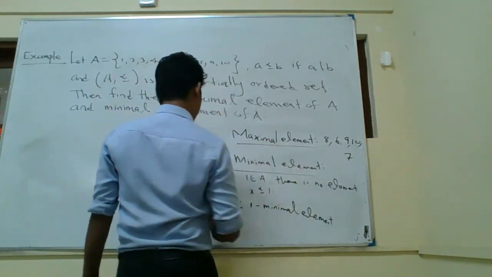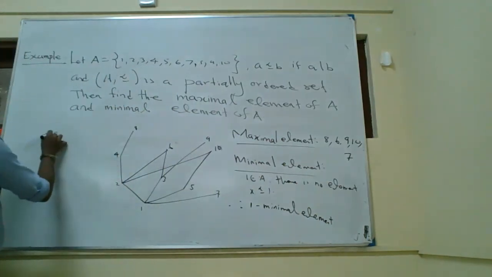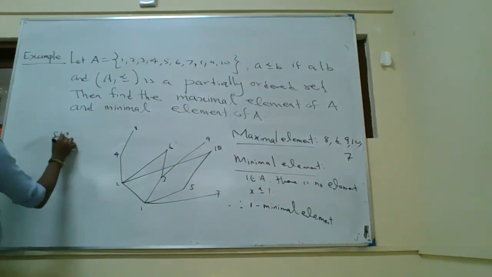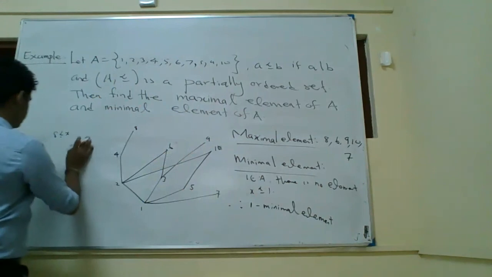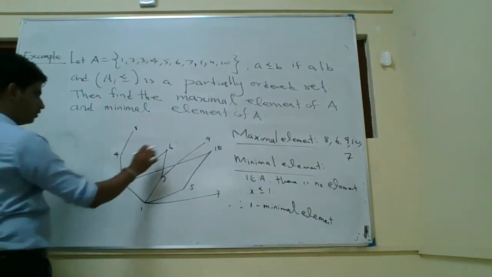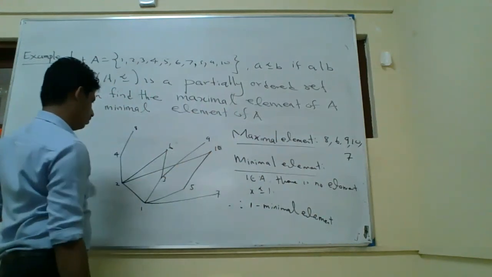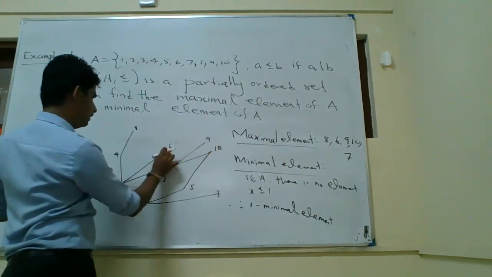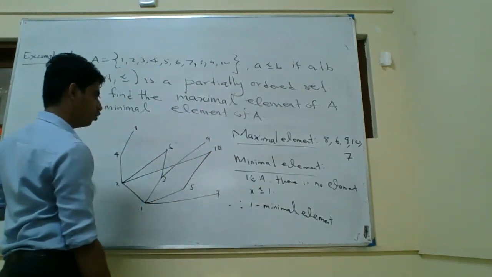In this case, suppose 8 were a minimal element. Then 8 would precede x, where x is 6 or 9 or 10. Then suppose 6 is your minimal element, you can write 8, 9, 10. Therefore, 8, 6, 9, 10, 7 are maximal elements. For a minimal element, only here.